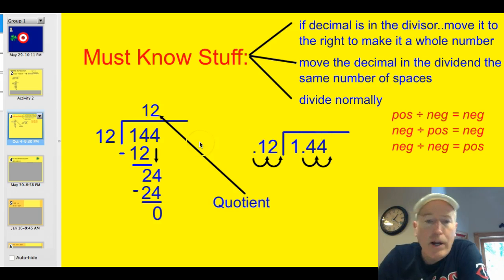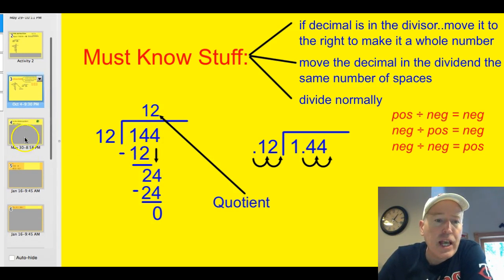All right, so taking a look at this, we have this problem: 0.12 divided by 1.44. I'm going to move that decimal in the divisor 2 places, making it into a whole number. I've multiplied it by 100, so now I have 12. I'll do the same thing over here. Multiply by 100, I'm going to have 144. So here's my new problem: 144 divided by 12. You can work through it. You know that the quotient is going to be 12. Here we have a positive number, and we're dividing it by a positive number. We have a positive answer of 12.